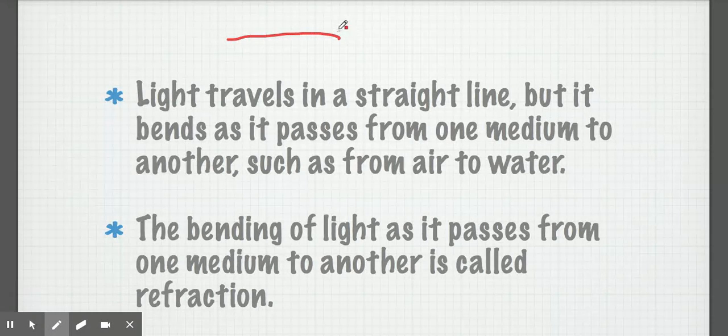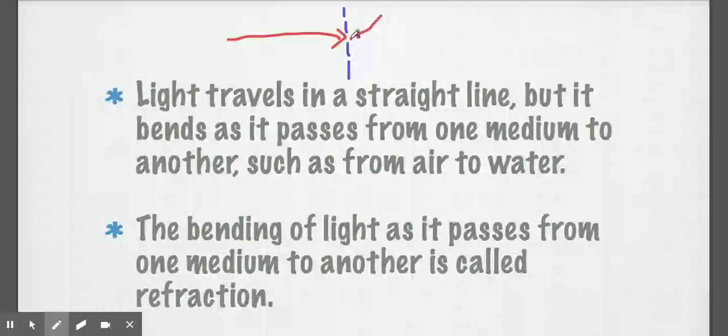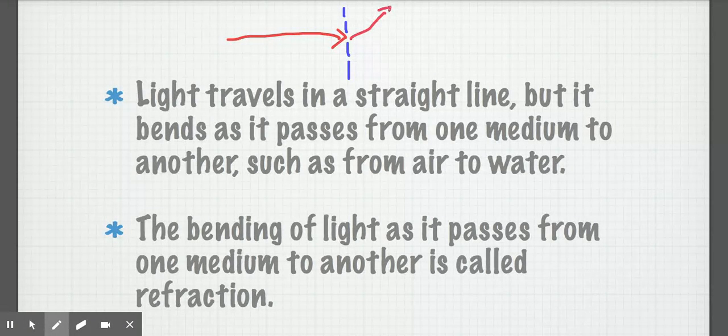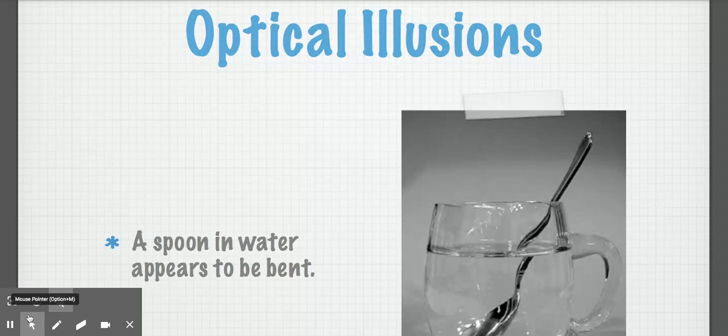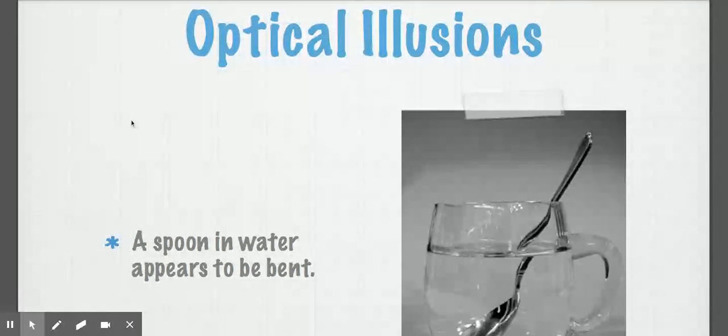But with reflection, light would hit the surface and bounce back. Now what's happening with refraction is light is traveling from one medium to another medium. And as it travels through that medium, rather than bouncing back, that light is actually going to bend. It's either going to bend away from the middle or towards the middle. And that's what we're going to be studying in this section of physics. So let's start by looking at some of the optical illusions that refraction can cause.